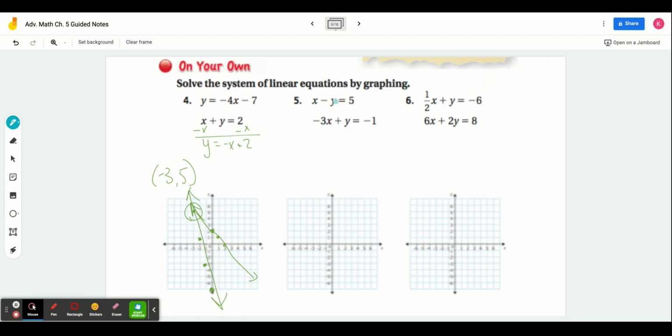The next one, again, we need to solve for y. So when we solve for y in the first one, we have to subtract x from each side. So we have -y equals -x plus 5. And we can divide both sides by -1 to get y equals x minus 5. So -5 is the y-intercept and the slope is +1.